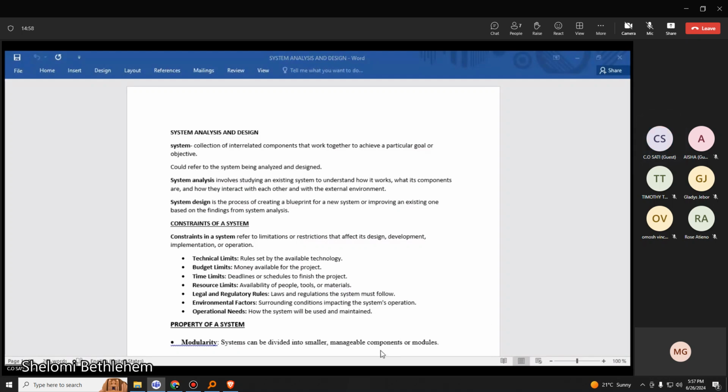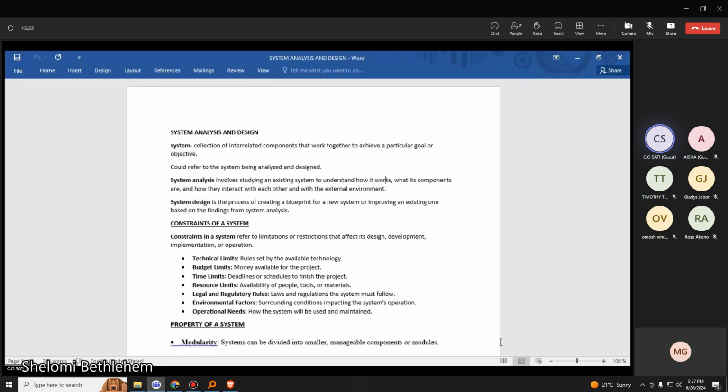And let me ask Ross if you can get for us an explanation under the same. On budget, sir, budget limits talks much about money available for the project. Yes. Thank you, Ross. When we talk of budget limit, this is just financial. You have to check on your financial in terms of the money you have and the system you want to come up with.